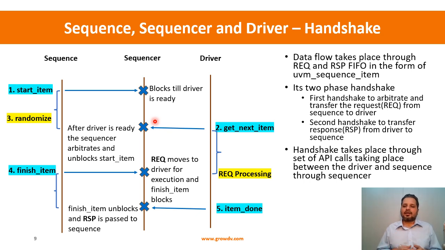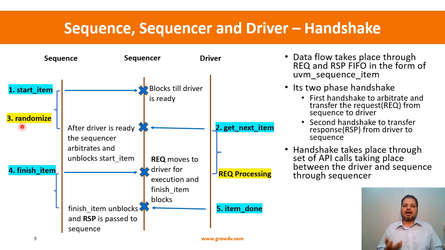What are the different arbitration policies? We will take a look at that when we look slightly deeper into the sequencer. But for this one, let's say we did this get next item, and this particular sequence gets selected. Then the start item gets unblocked. Now when it gets unblocked, the sequence item that we had created, we randomize it. The randomization must be done as late as possible, so as to take the current state of the system into consideration. So you randomize that particular sequence item.